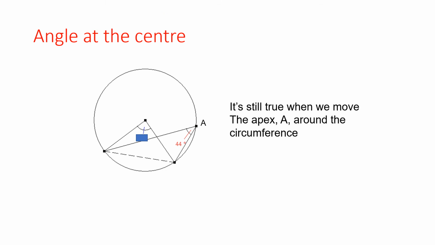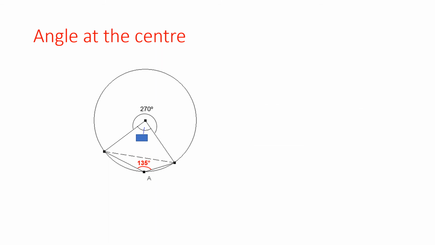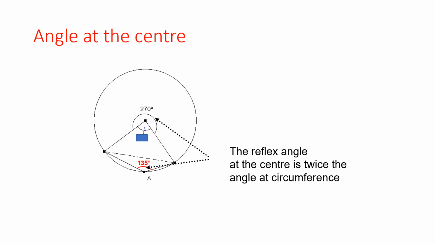Next is the angle at the center. It is also one of the cases that this property is also true for the reflex angle. As you can observe here, this is 270 degrees, at the center, but it is a reflex one. So this property is again true. The angle A will become 135 degrees. So the reflex angle at the center is twice the angle at the circumference.